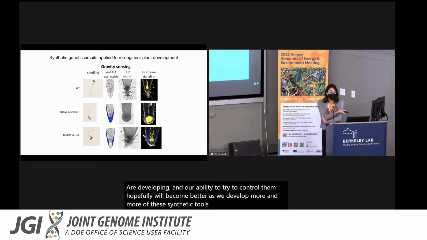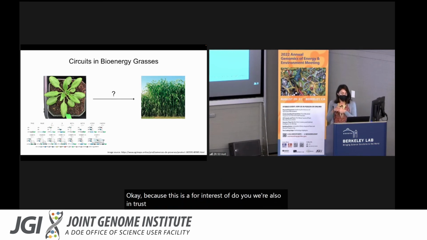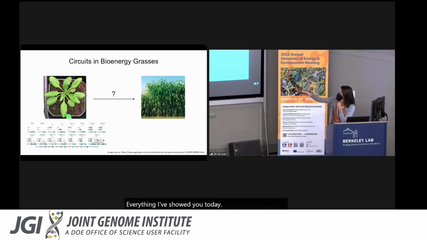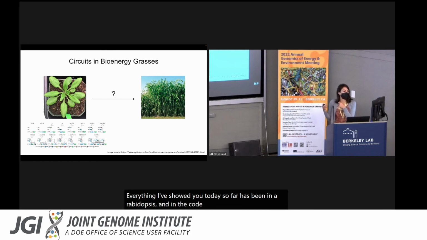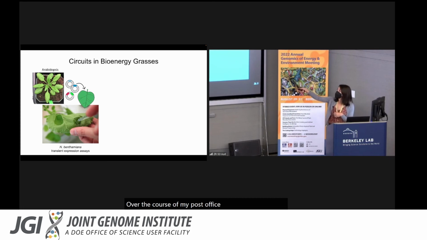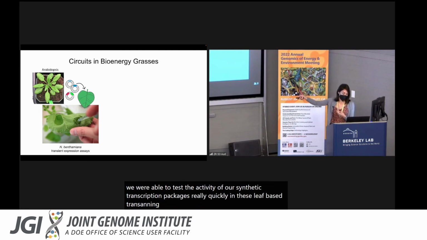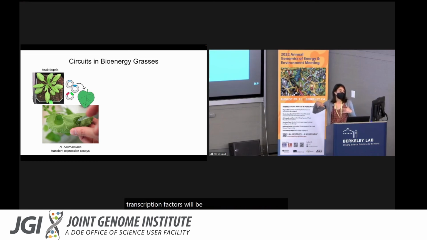Okay, because this is for interest of DOE, we're also interested in moving some of these circuits into bioenergy grasses. Everything I've showed you today so far has been in Arabidopsis and in Nicotiana benthamiana leaves. Now, one of the reasons we were able to push this project forward over the course of my postdoc was because we were able to test the activity of our synthetic transcription factors really quickly in these leaf-based transient expression assays. We don't know whether or not the same transcription factors will be functional in grasses, right?